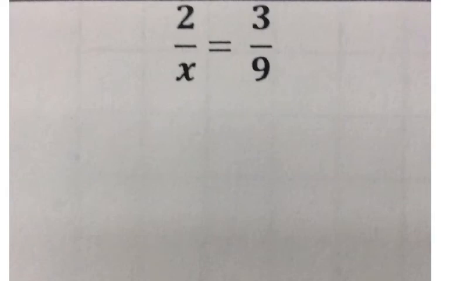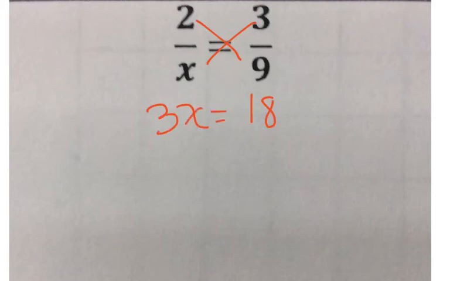Okay, so we're going to find the cross products first. So 2 times 9 is 18. And 3 times x is 3x. Alright, now that should look familiar. So to solve that, we must divide by whichever number is with the variable. So divide by 3 on both sides. Over here, we're left with just x. And then 18 divided by 3 is 6. So x is equal to 6. So that's the number that we would put in for that variable to make that a true proportion.